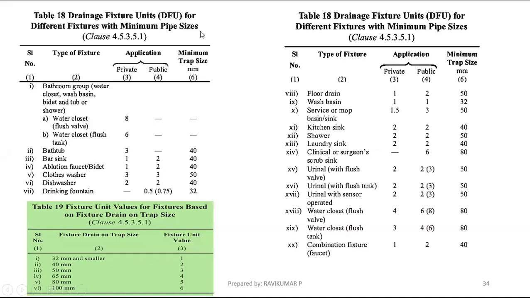Outlet drop size will be 40 mm. For the private one fixture unit, public means you have to take two. The outlet will be 40.